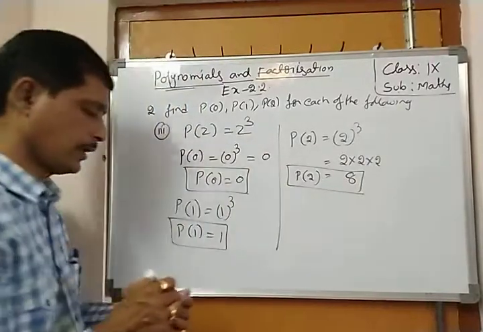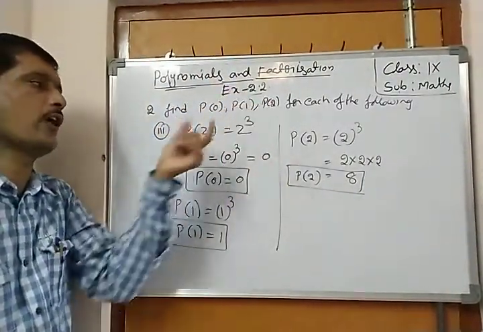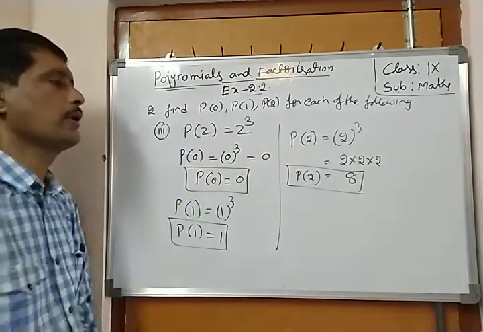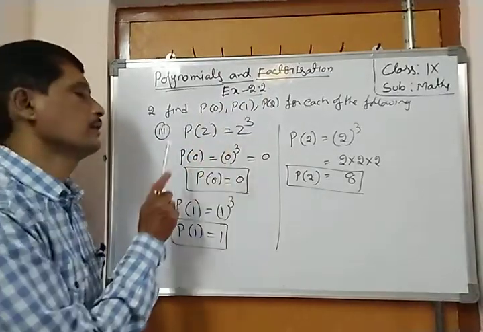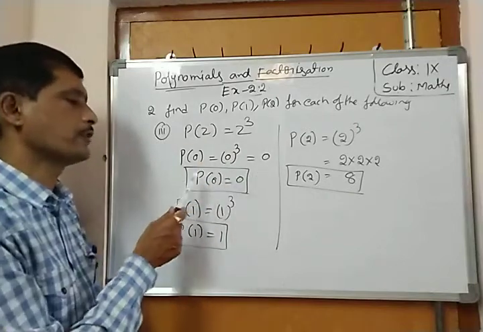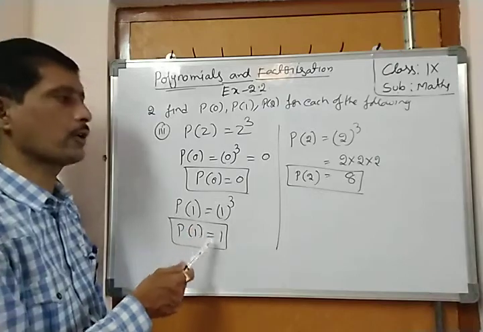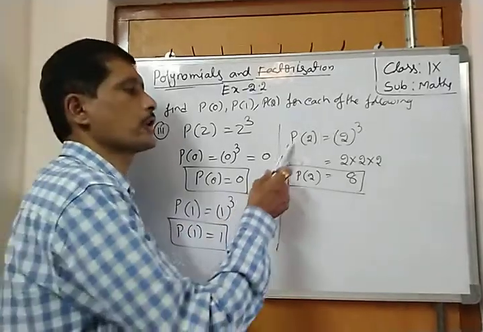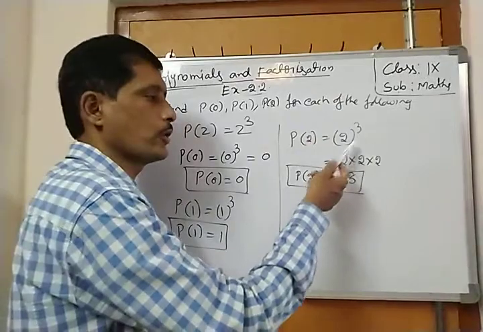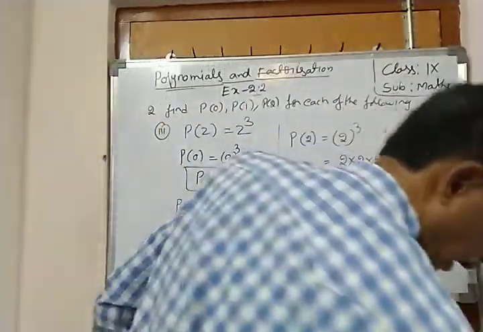Here one more time see. Here find P of 0, P of 1, P of 2 for each of the following. P of z equal to z cube. That polynomial is in z. Therefore z is replaced by 0. P of 0, that is 0 whole cube, that is 0. Next P of 1, that is 1 whole cube. P of 1 equal to 1. Next one is P of 2, that equal to 2 whole cube. Therefore 2 into 2 into 2. P of 2 equal to 8. Next question.